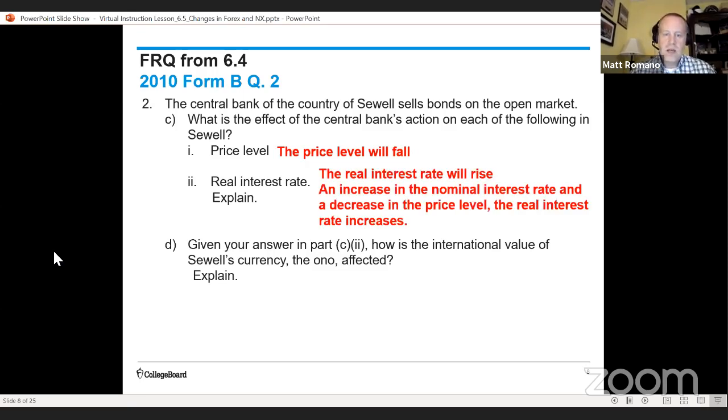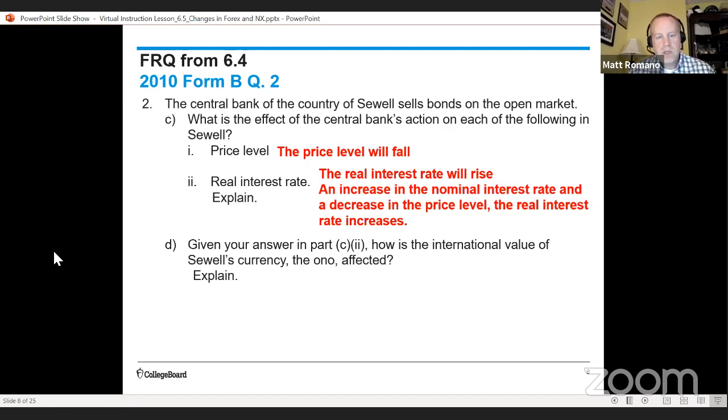Anytime you see those two together, even if it's not exactly the way you want to go, at least give thought to the Fisher effect and the Fisher equation. It should lead you to the right, correct answer. In this case, the real interest rate will rise. Why? We have to explain why. Increase in the nominal interest rate and decrease in price level, real interest rate increases. They're basically spelling out the Fisher equation for you in that answer. And that would be a logical explanation because, again, you're giving that causal relationship.